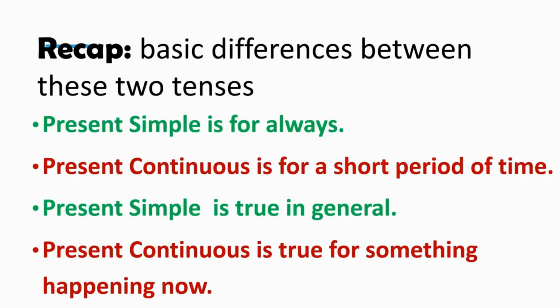Now, let's summarize what we have learned so far. Present simple is used for the activity which is done over a long period of time. We can say present simple is for always. Present continuous is for short period of time. It is used for an activity which is done over a short period of time. Present simple is true in general, and present continuous is true for something happening now. These are the basic differences between these two tenses.